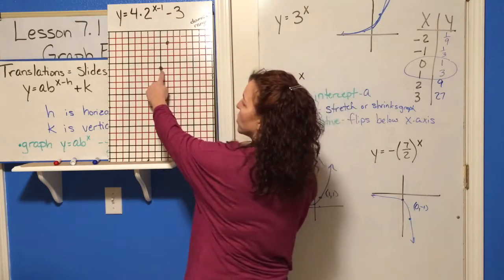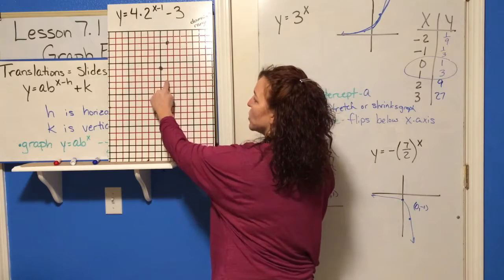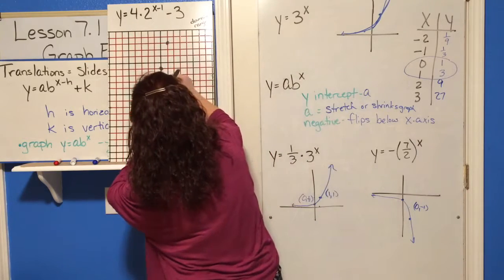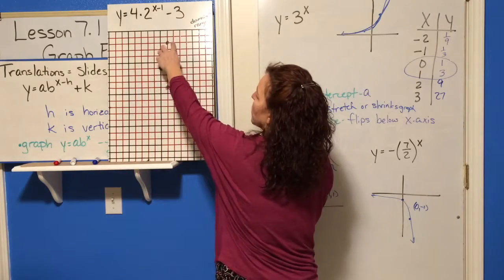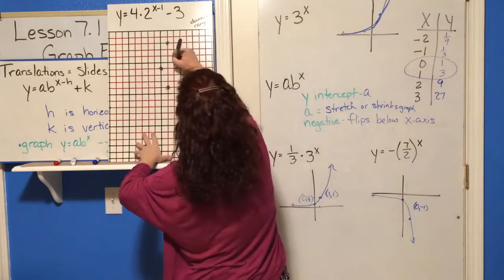So from each of these 2 points, we're going to go to the right 1 and down 1, 2, 3. So here's going to be my new point. And this one's going to go to the right 1 and down 1, 2, 3. And so here's my second point.